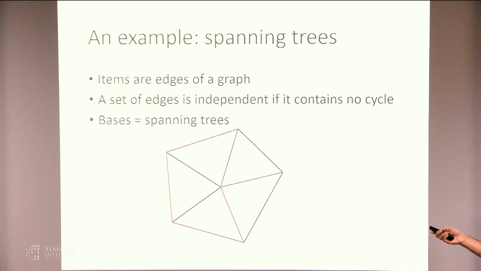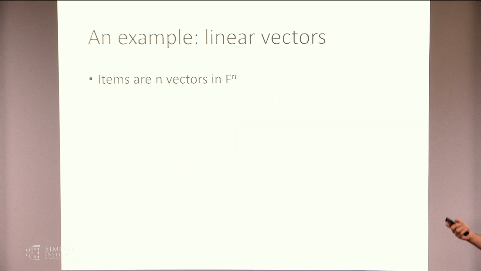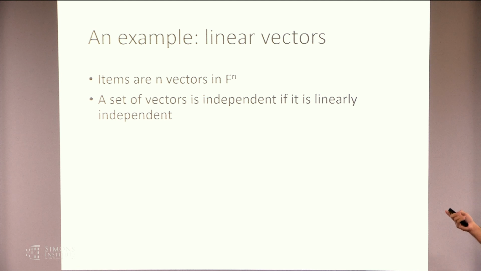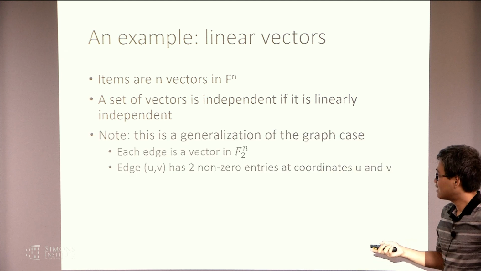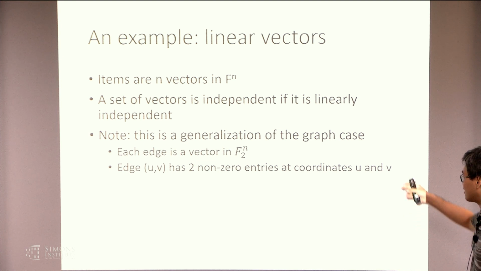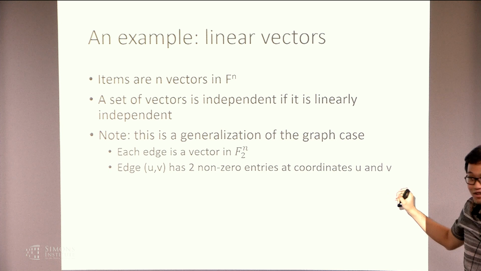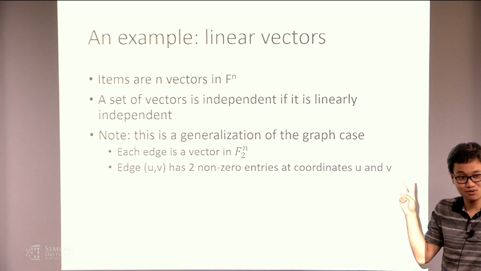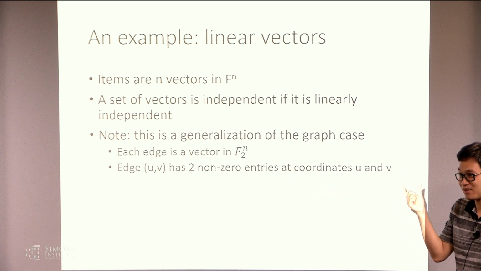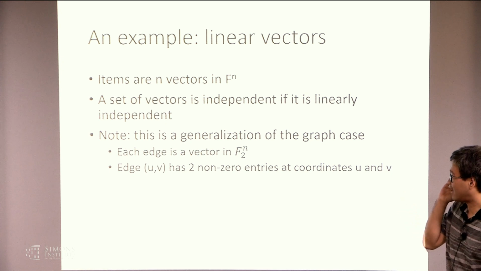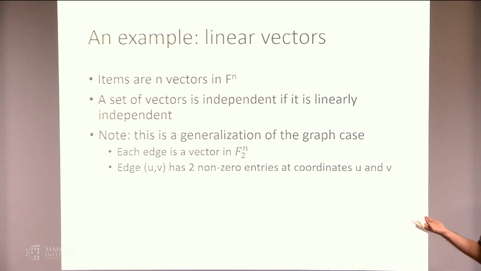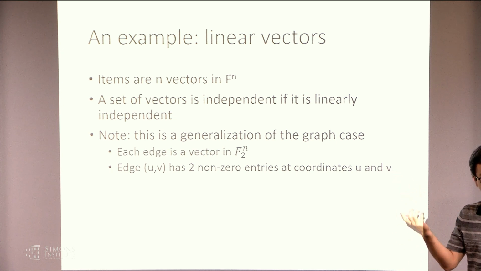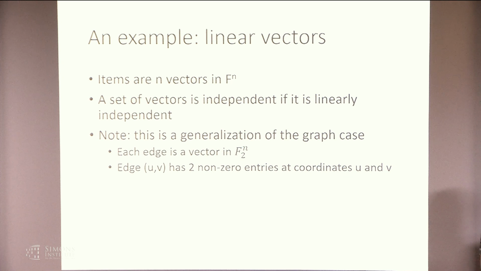It's a graphic matroid. And then we could look at linear vectors. The items are just vectors in some field, right? And a set of vectors is independent if they are linearly independent. We can also note that this is actually a strict generalization of the graph case that I just talked about, where we can model each edge as a vector that has two non-zero entries at the two coordinates where the edge is incident. And you can verify that in F2, when you have a cycle and you add up those edges, you would get a zero vector back, so they're linearly dependent. So that is a generalization of the graph.